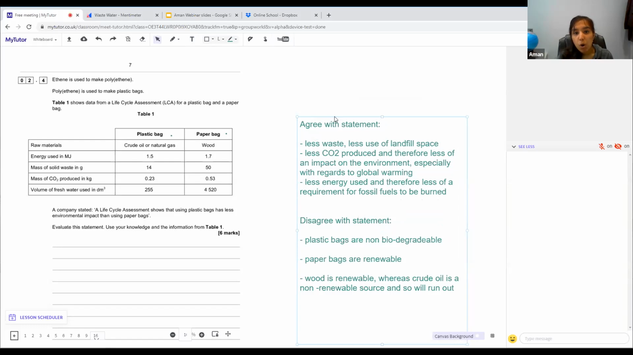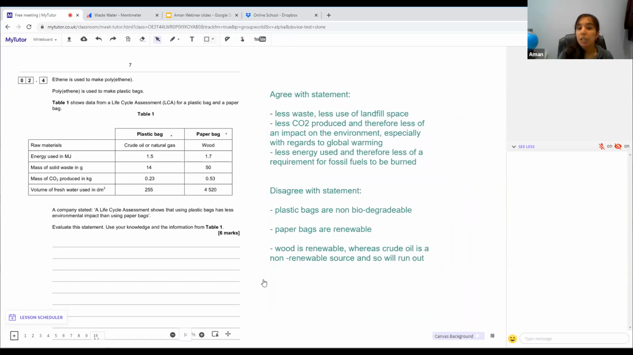So this is what I would always do. When you're planning a 6-mark question, come up with a plan first. Think about things that agree with the statement, think about things that disagree with the statement, and then try and write it coherently and put it all together. It's really important that you don't just state things, you actually have a linking point. So when we say there's less waste, you then say, if there's less waste, that means there will be less use of landfill space. Less CO2 produced. Why is that a good thing? Well, it means there's less of an impact on the environment because there's less global warming or less greenhouse gases emitted. So you just need to make sure you have a linking statement.